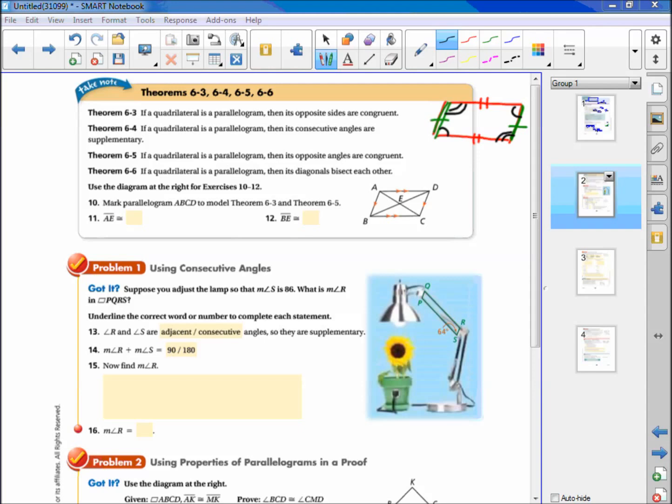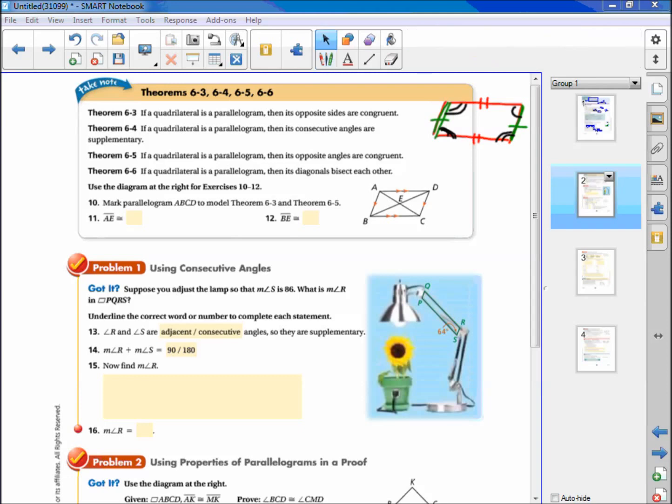So remember, the bottom left and the bottom right are supposed to be supplementary. So this angle with the 1 mark should be supplementary to the angle with the 2 mark. And then the bottom left and the top left should be supplementary. So the angle with the 1 mark and the 2 mark should be supplementary to each other too. And that means we know that the diagonal ones are going to be congruent to each other because they're supplementary with the same angle. Therefore, they have to be congruent. Okay. All right, if a quadrilateral is a parallelogram, then its diagonals bisect each other.